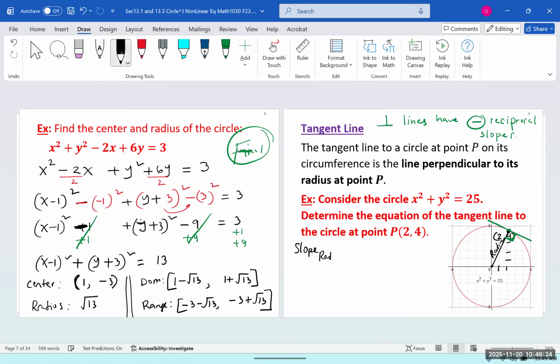Slope of the radius: rise over run, y2 minus y1 over x2 minus x1, which is 4 minus 0 divided by 2 minus 0, which is 4/2, which is 2.